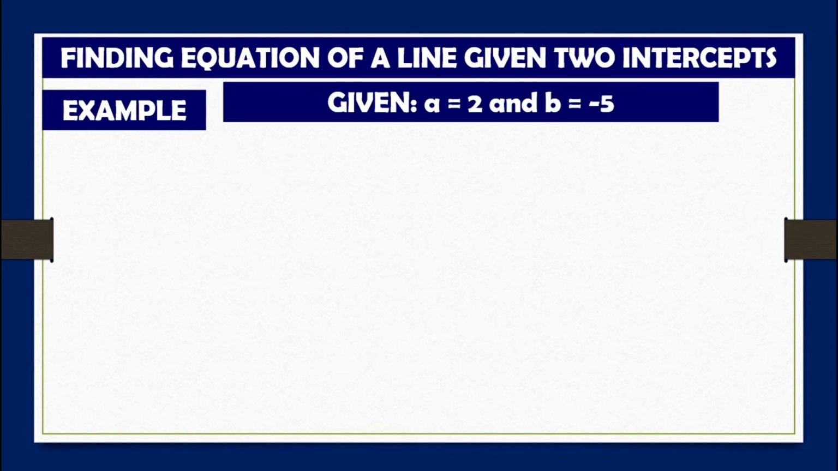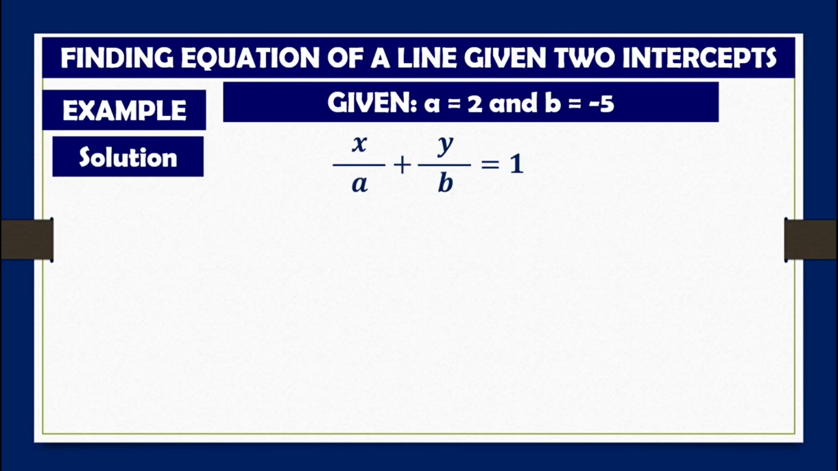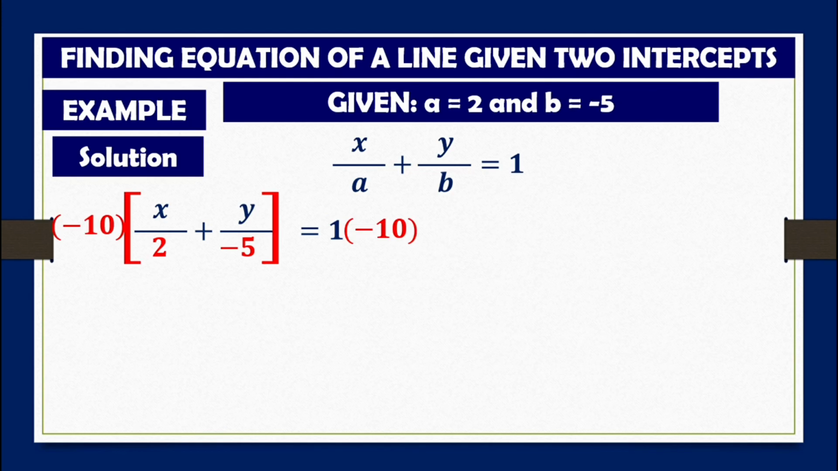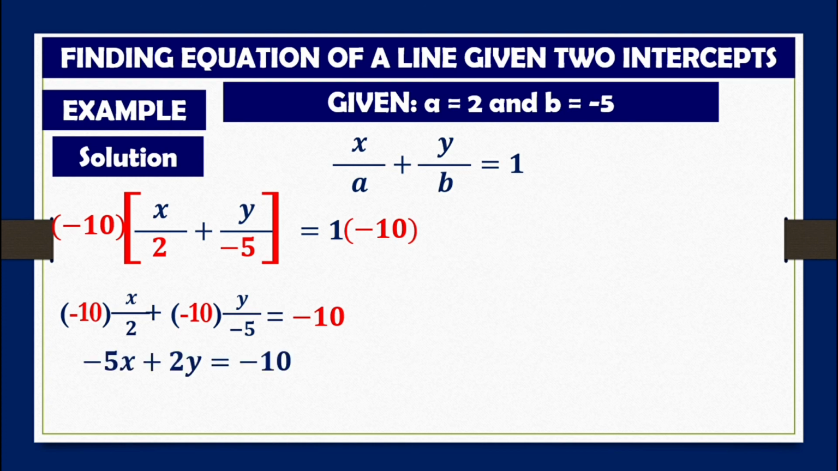Given x-intercept equals 2 and y-intercept equals negative 5, we will substitute this in our intercept form. A is 2, b is negative 5. To simplify our equation, we will look for the LCM of our denominators 2 and negative 5. In this case, our equation will be multiplied by negative 10. So this can be viewed in the form negative 10 times x halves plus negative 10 times y over negative 5 equals negative 10, which is a result when we multiply 1 and negative 10. The simplified form is negative 5x plus 2y equals negative 10.